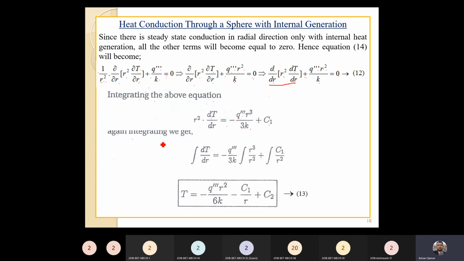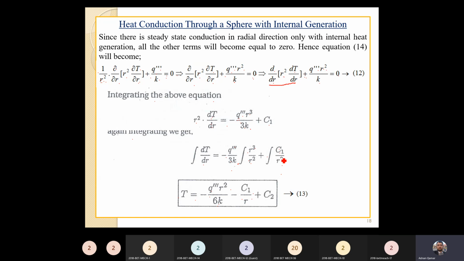Take the next integral. You will get dT over dr, shift this r square to the other side: minus q triple dash over 3k, r power 3 over r square, plus c1 over r square. So you will get T is equal to minus q triple dash r square over 6k, because this r square would be cancelled out by r cubed and you will get only r. And when you take the integration of this, it would become r square over 2, and when you multiply 2 by 3, you will get 6, plus c1 over r, because it is in the denominator.